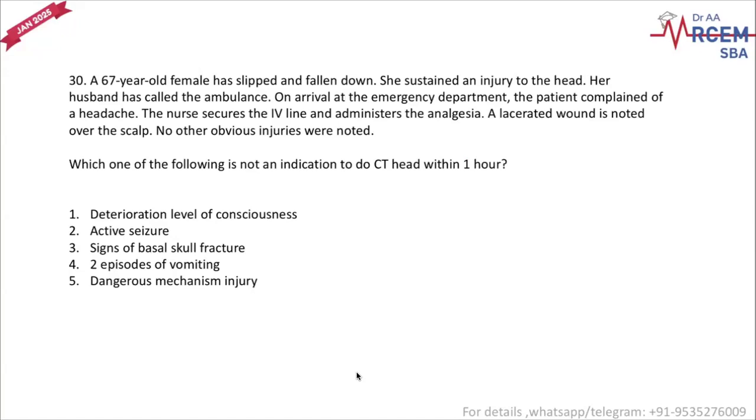Which of the following is not an indication to get a CT scan done within an hour's time? Low GCS, yes. A GCS of less than or equal to 12 in the ED, or less than 15 after 2 hours, is an indication. Active seizures or any seizures after trauma. Signs of base of skull fracture, yes. More than one episode of vomiting, yes.